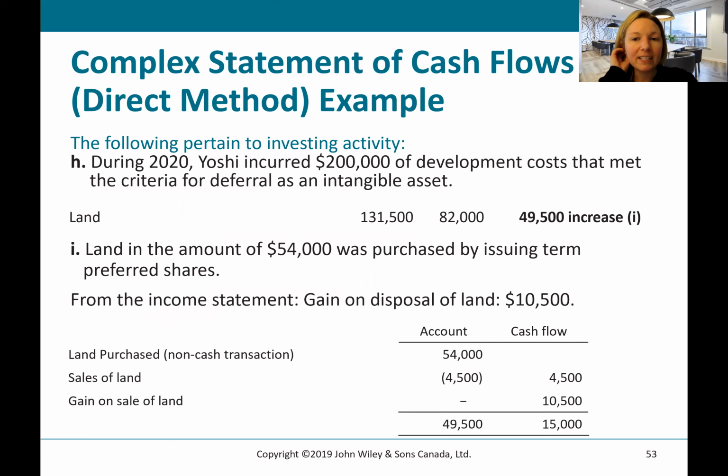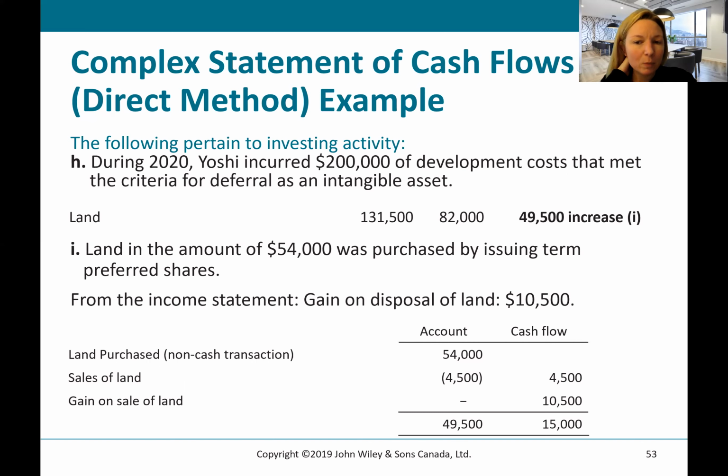Then we've got investing activity. So we're going to have development costs. So let's take a look here. During 2020, Yoshi incurred $200,000 of development costs that met the criteria for deferral as an intangible asset. So this account on the statement of financial position increased by $49,500. And land in the amount of $54,000 was purchased by issuing term preferred shares. So that's a non-cash transaction. We bought land for shares.